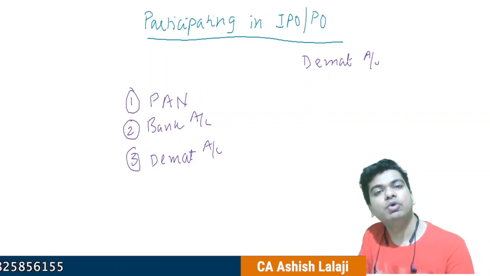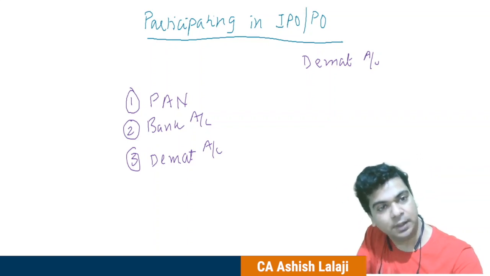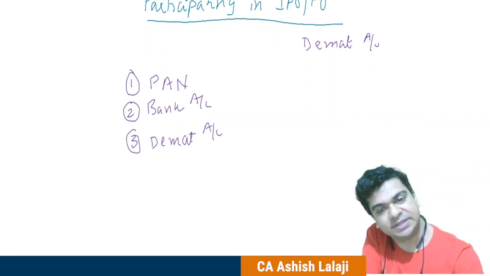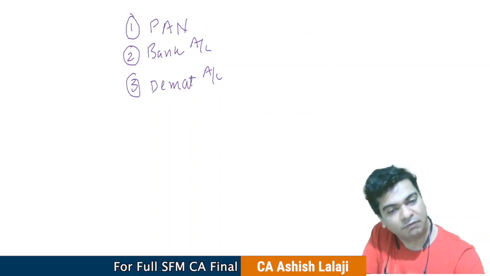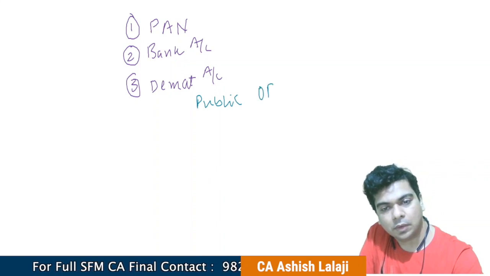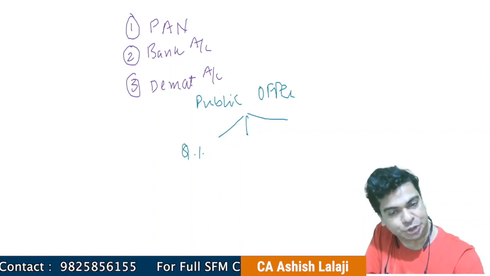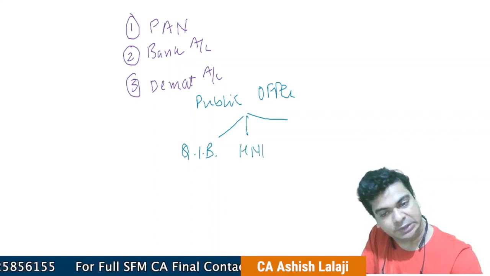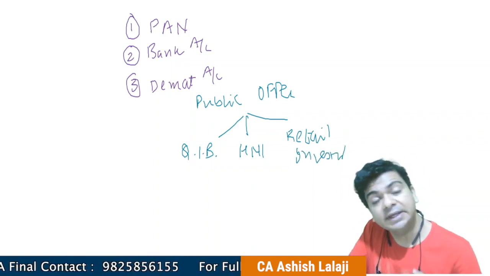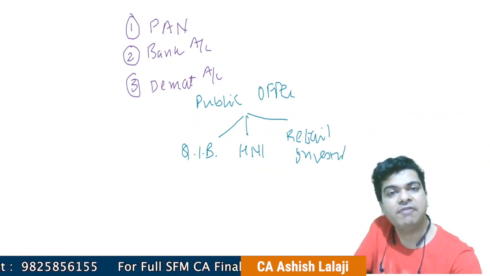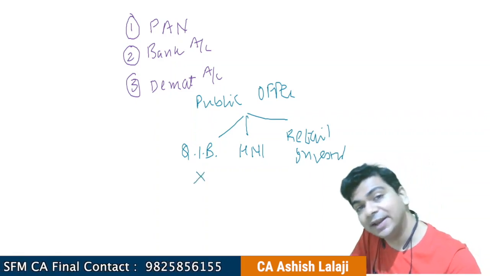Another thing you'll have to do in this application form is select the category within which the company should consider you. If you remember, in the book building process we had seen that the public offer shall be allotted in three categories. One is qualified institutional bidders, then you have high net worth individuals, and then we have retail investors. So when you are applying for the shares, you will have to decide in which category you fall. Are you a qualified institutional bidder? Obviously, we are not. Are you a high net worth individual or a retail investor?